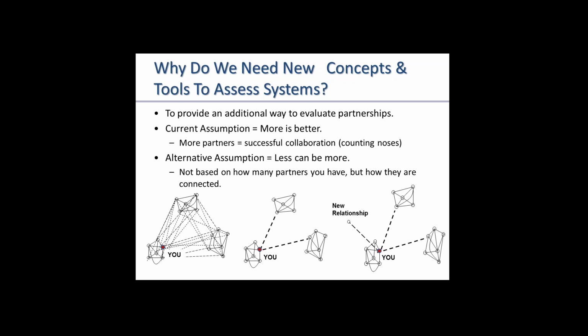So as a network scientist, I know that this is actually a really detrimental way to run a network because we are resource scarce, and it's not realistic to just increase the number of members and number of meetings thinking that's the way that we're going to achieve better outcomes. So an alternative assumption is that less can be more. What I'm going to talk about and frame today is not based on how many partners you have, but how they're connected.